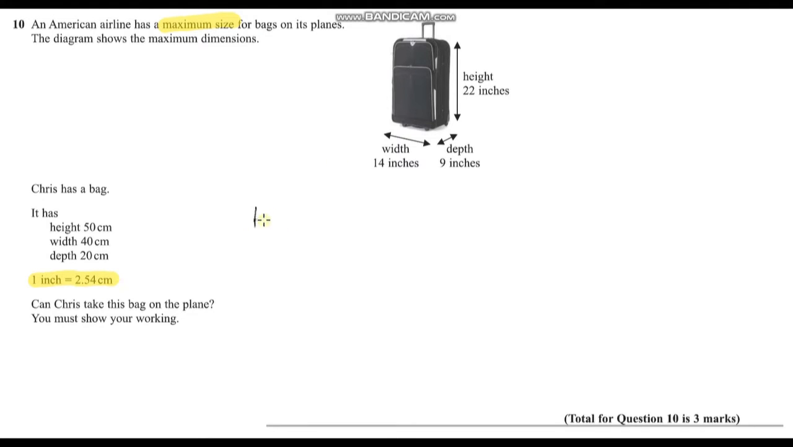So we've got the height. So the height is going to be 22 multiplied by 2.54. The width is going to be 14 times 2.54. And finally, the depth, well, that's going to be 9 times 2.54. Now we need to remember that this is a non-calculator paper, so we can't just type all of this into a calculator. We're going to have to work out what each one is.